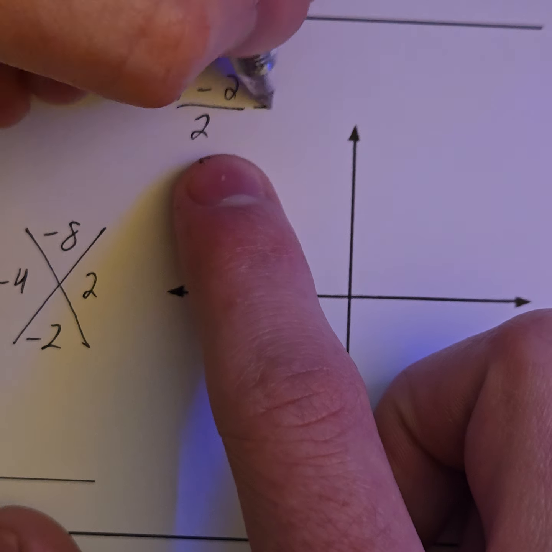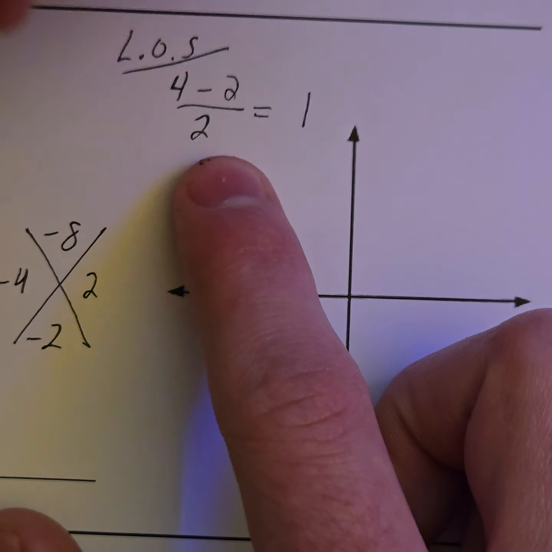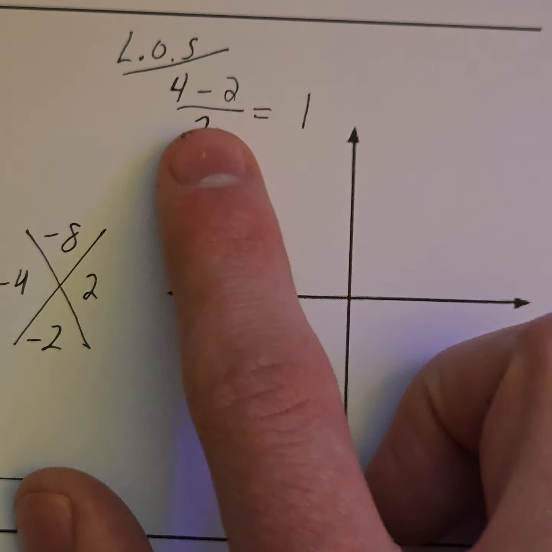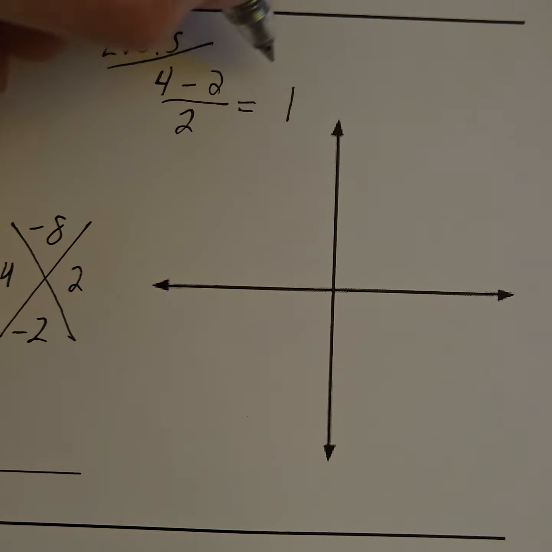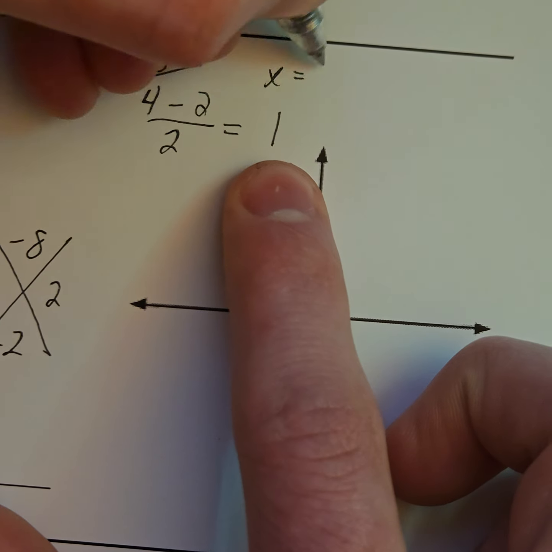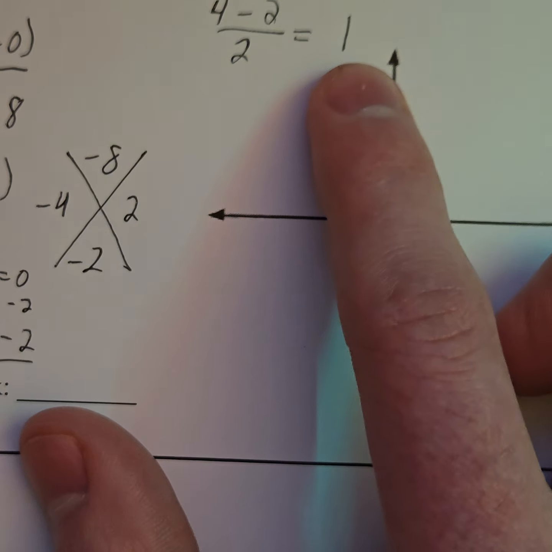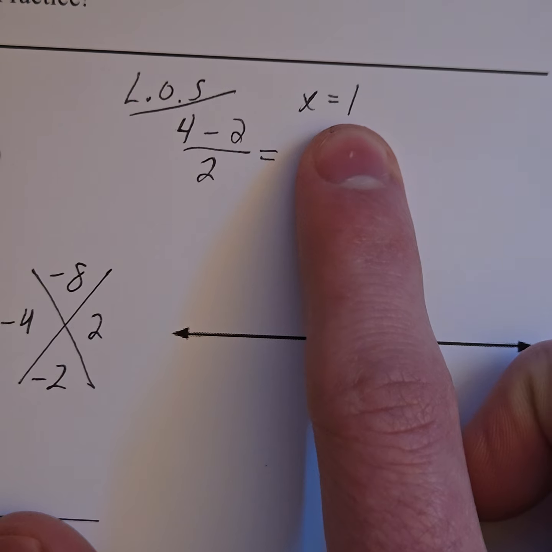4 minus 2 divided by 2 is 1. Okay, 4 minus 2 is 2, 2 divided by 2 is 1. So that's our line of symmetry. So that means our vertex is going to be where x equals 1.